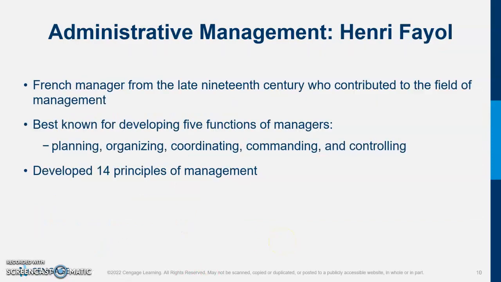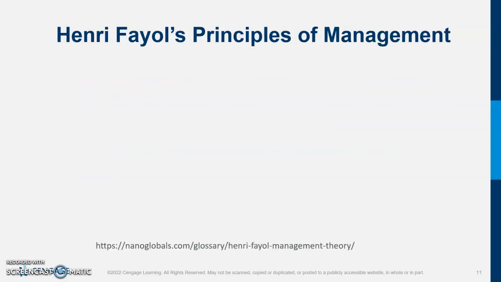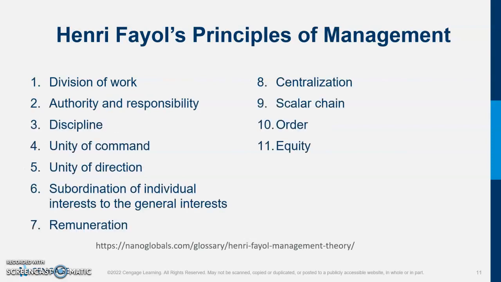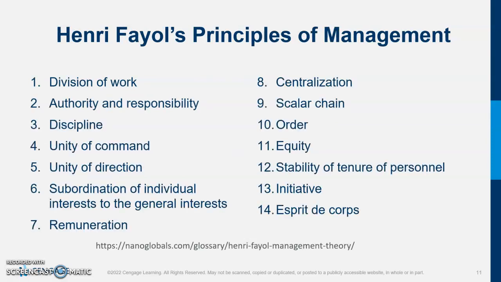Next, we're going to talk about administrative management. And this was Henry Fayol. He was a French manager from the late 19th century. He was pretty well known for developing the 5 functions of management, which have more commonly been referred to as the 4 functions of management that we talked about in Chapter 1. He also came up with the 14 principles of management that you see on this screen. I'm not going to read them all to you, but you can review them either at this link or in your textbook.